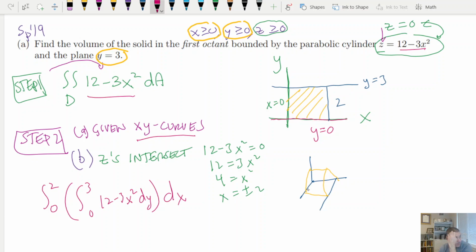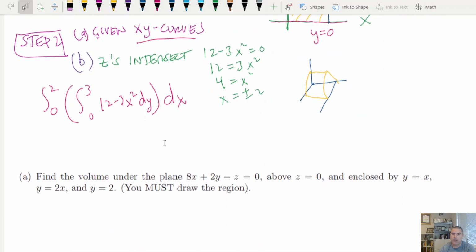And I do that in my notes. It comes out to be 48. Again, this is my spring 2019 exam if you want to try it. But I just want to talk about that process. Let's do it again.